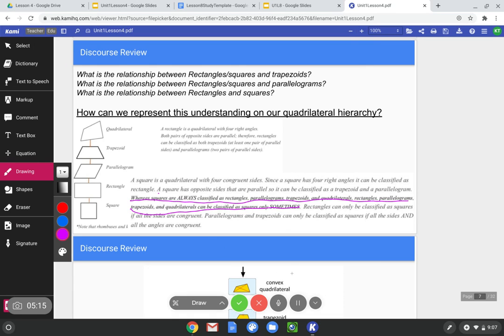Pause the video and say that in your head until you can understand and put it in words that you can relate to and that you understand. So every rectangle is a trapezoid, but not every shape that's a trapezoid is a rectangle. So everyone from Texas is an American, but not every American is from Texas.